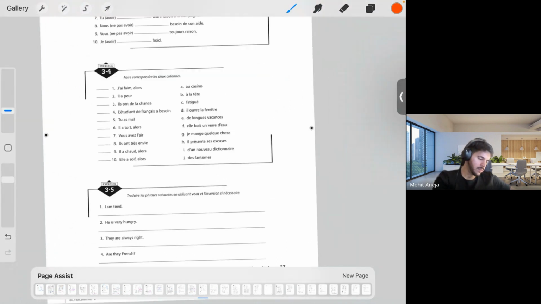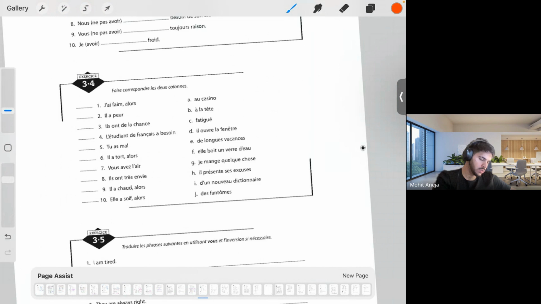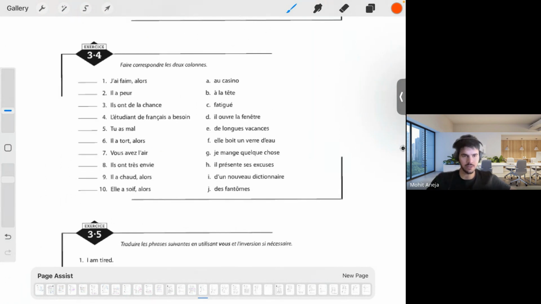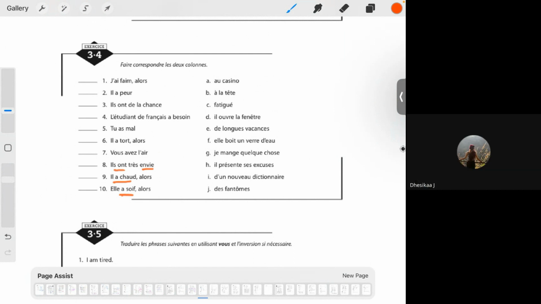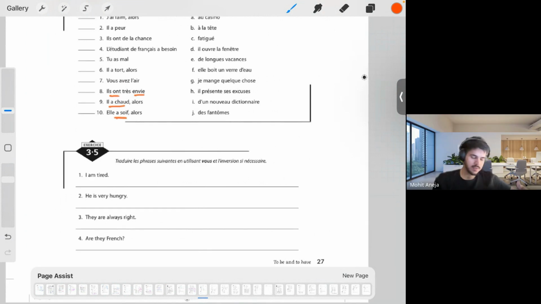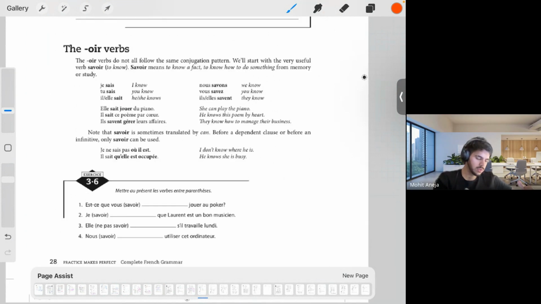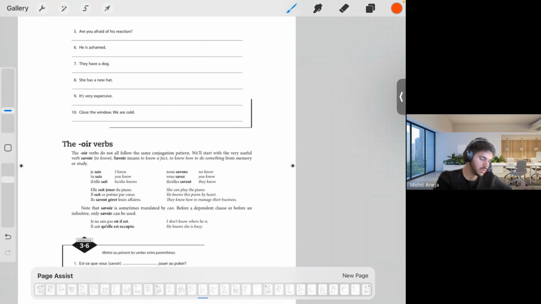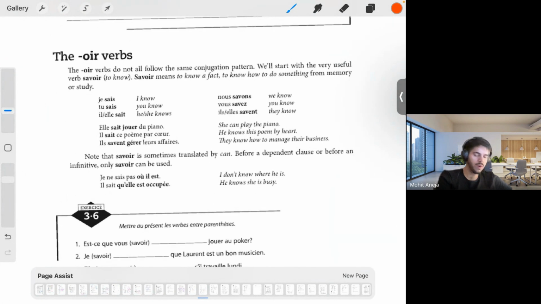Okay. Again, you might find it difficult to do this exercise because all of this is in French. There's no English, but try. You will revise a lot of expressions: avoir soif, avoir chaud, avoir envie. All of these expressions you learned in the dictionary exercise that you will do. Make sense? And this 3.5 is again translation. You can do this. It's easy. Nothing new. Now we'll move on to OIR verbs.